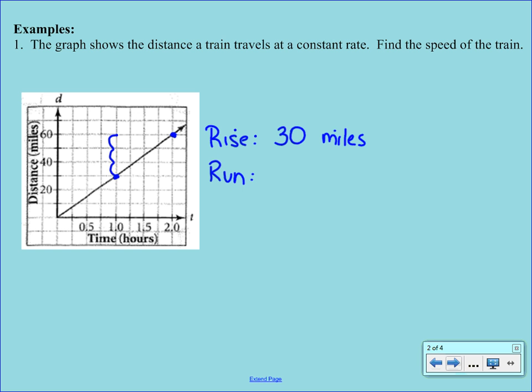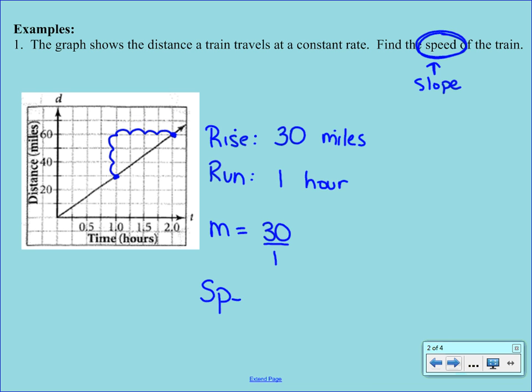And if you draw on the run, it's going to look like you're going over 4 boxes. So a lot of people would just write 4, but don't write 4. We actually went from an x value of 1 to an x value of 2. So the run is 1 hour. That makes our slope, or our speed, or our rate of change. In fact, maybe you should circle that word speed up there in the directions where it says find the speed of the train. And you should note that speed is just another word for slope, which is another word for rate of change. So our slope is 30, and that makes the speed of the train 30 miles per hour.